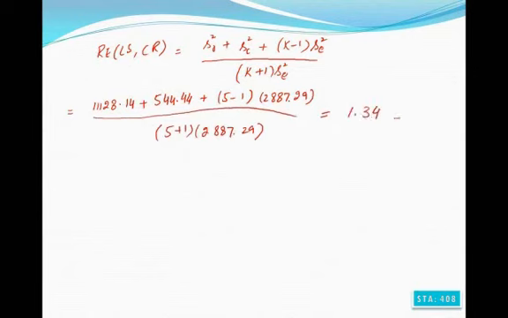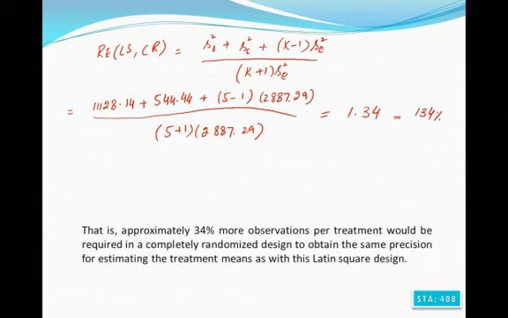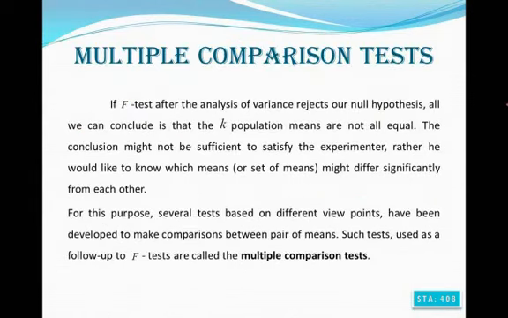1.34. It means 134%. It is greater than 1. That is, approximately 34% more observations per treatment would be required in a completely randomized design to obtain the same precision for estimating the treatment means as with this Latin square design.